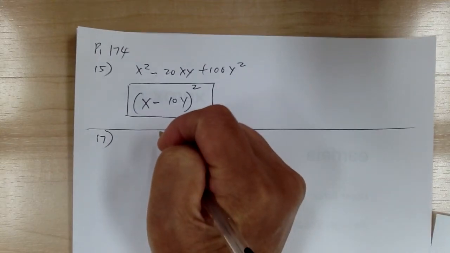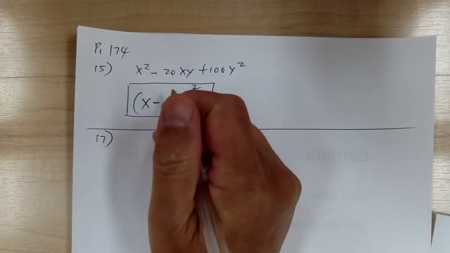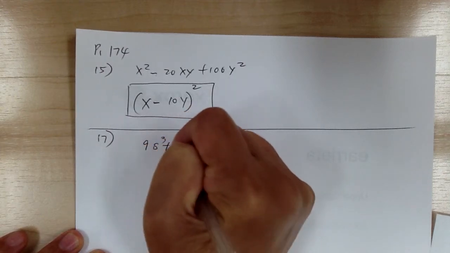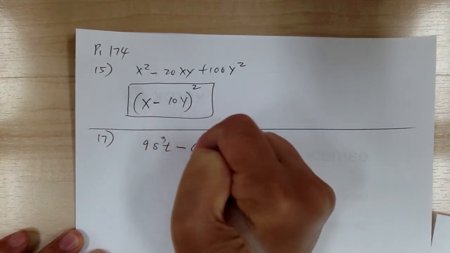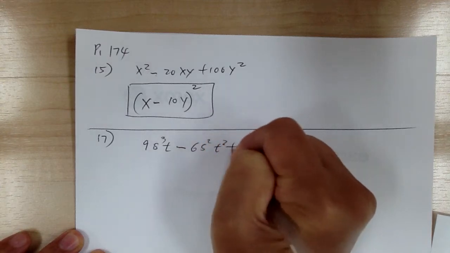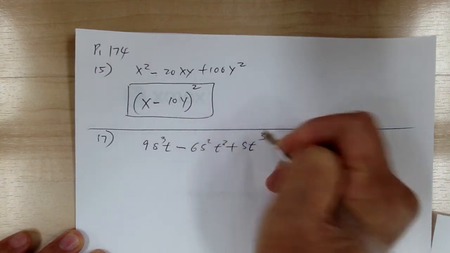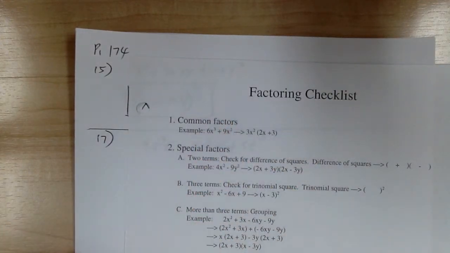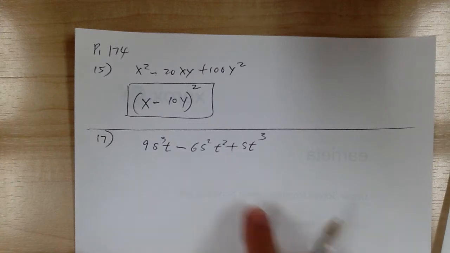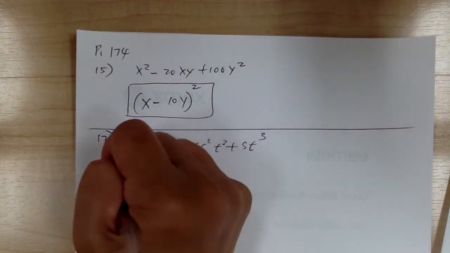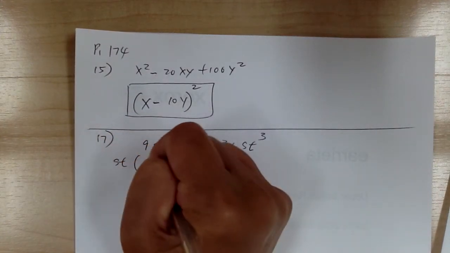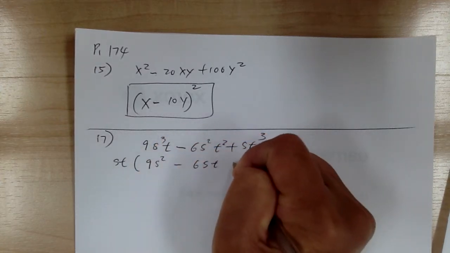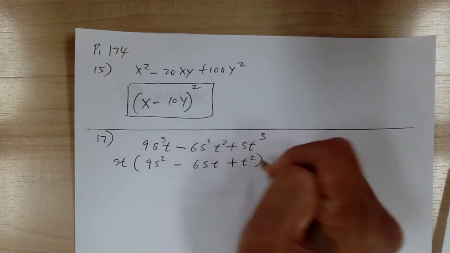Okay, number 17. You've got 9s squared t minus 6s squared t squared plus st cubed. Okay, so again, for every factoring problem, you just go through the steps. So step 1, common factor. So you need to factor out the s and t. So you're going to get 9s squared minus 6st plus t squared.